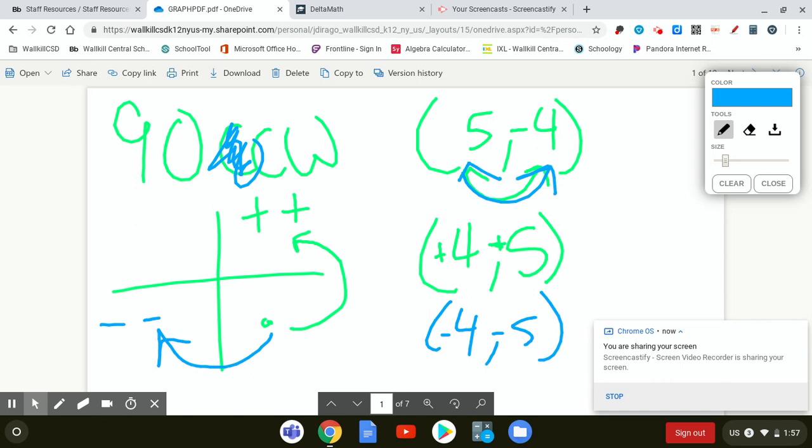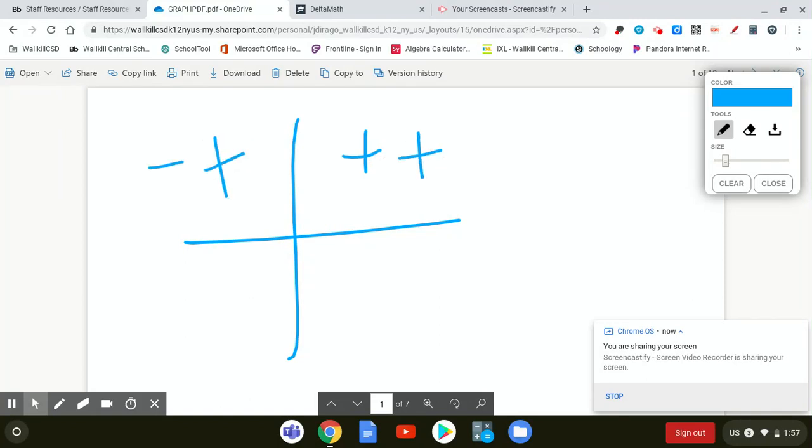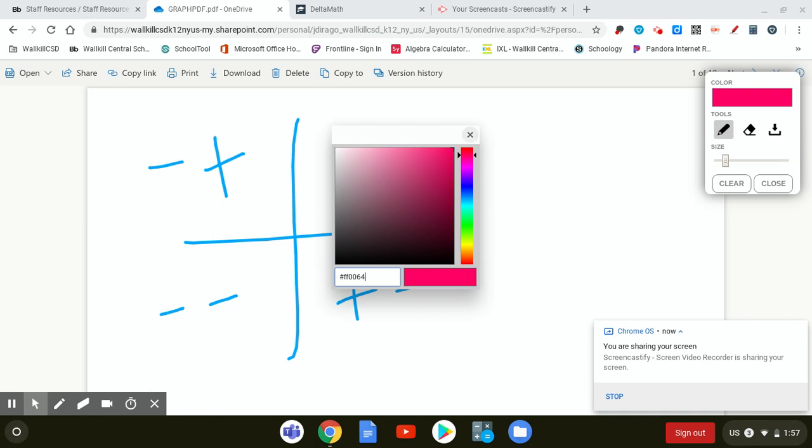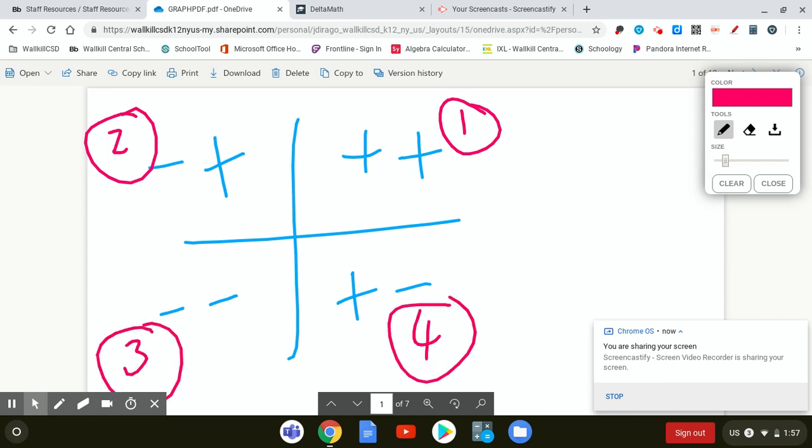So let's refresh our memories on the sign scheme of each quadrant. We have positive, positive. We have negative, positive. We have negative, negative in the third quadrant. And the fourth quadrant is positive, negative. So this is quadrant 1, 2, 3, 4. So those are the sign schemes. Let's take a look at another example.